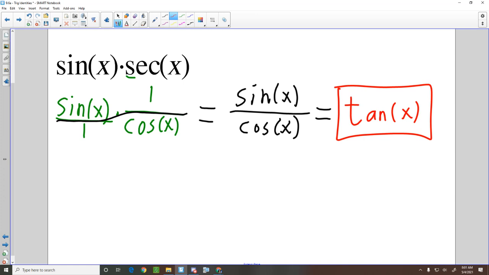How many of you did get tangent, by the way? I saw a good number of you. Awesome. All right, so that's your first focus, is to try to recognize these and just replace them.